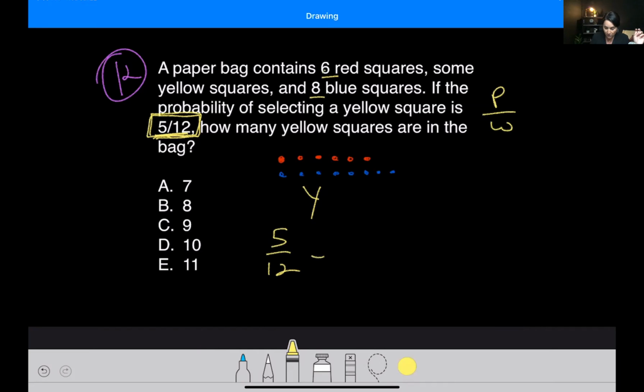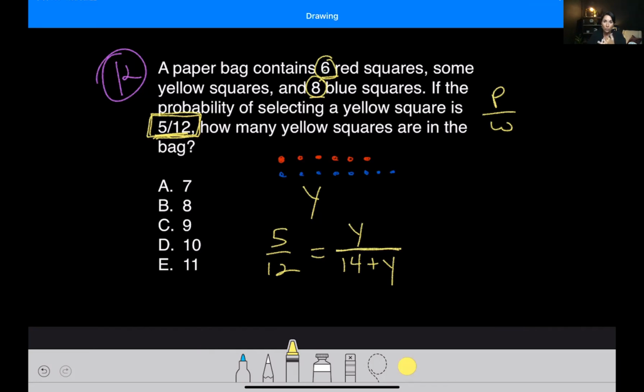I'm going to set up a proportion again. So I have part over whole. I know that my yellow pick is going to go at the top. Now on the bottom, I don't know my total. I know I have 6 red and 8 blue. 6 plus 8 is 14, right? But I also have the yellow. I don't know what the yellow is, but I can still solve this equation. So my yellow is my part over my whole, which is 14 plus the yellow, because that's the whole.